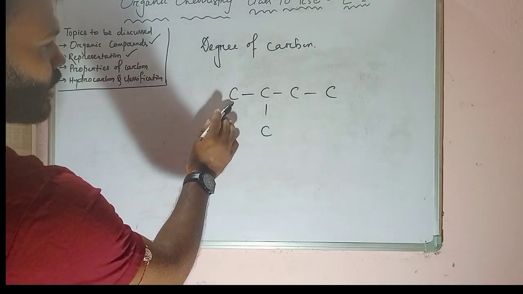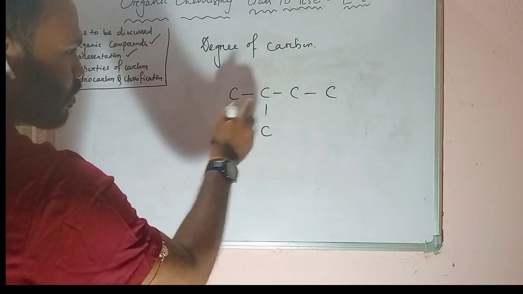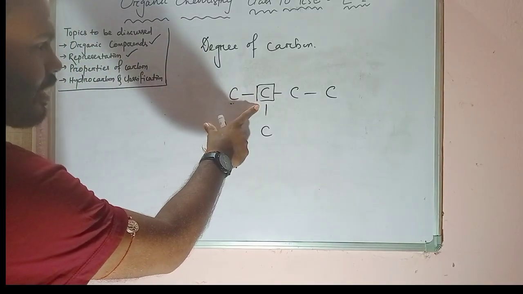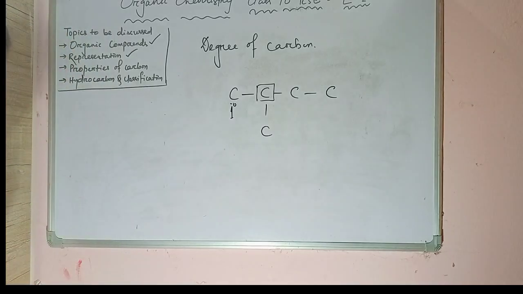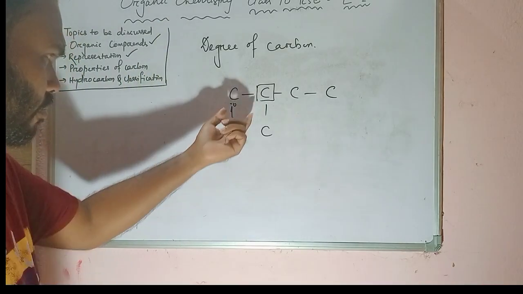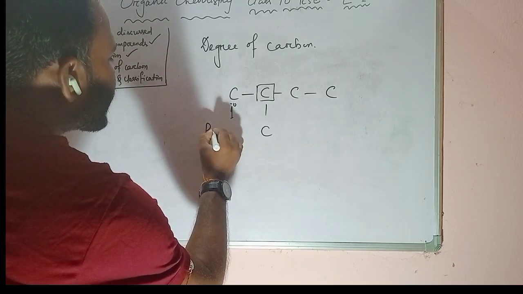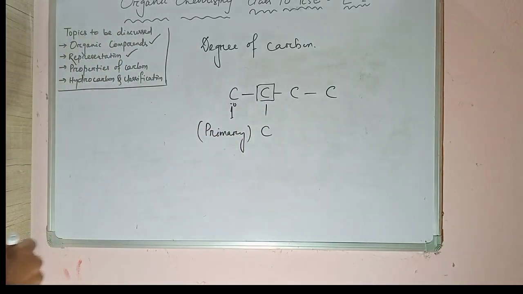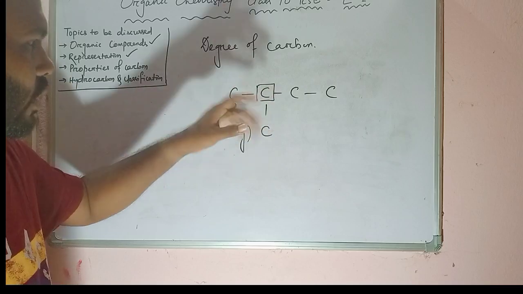Tell me about this carbon, how many carbons are directly attached to this carbon? Only this one is attached, right? So that means this will be a 1 degree carbon, because it is attached to only one carbon atom. And a 1 degree carbon atom is also known as a primary carbon.